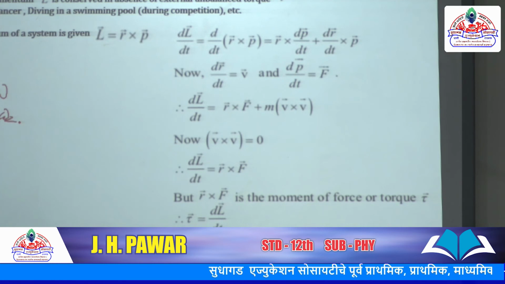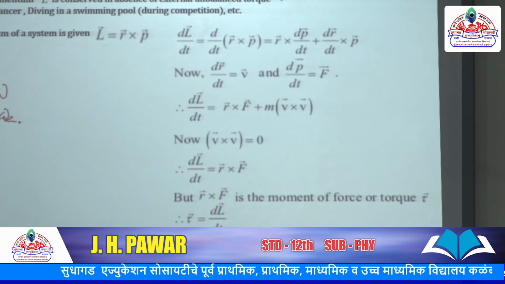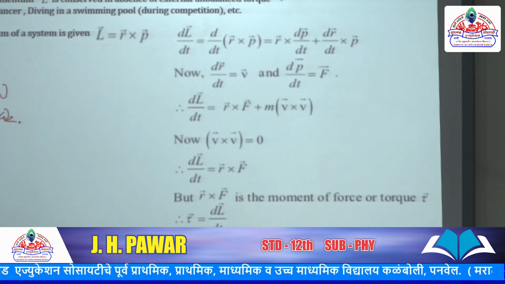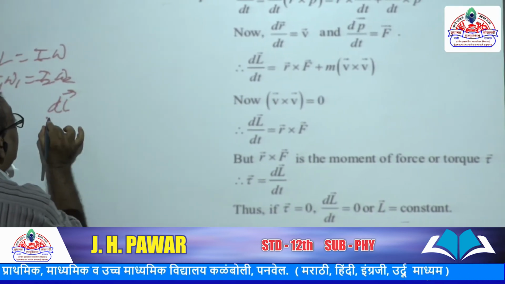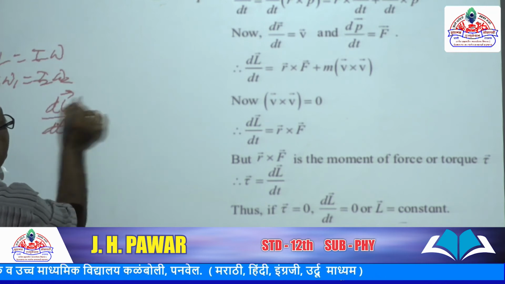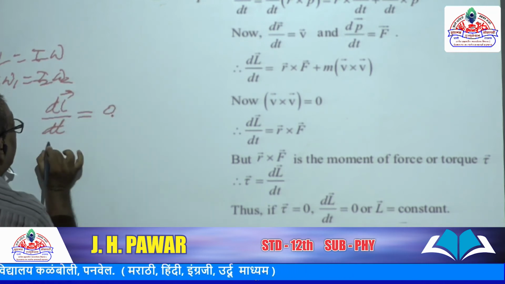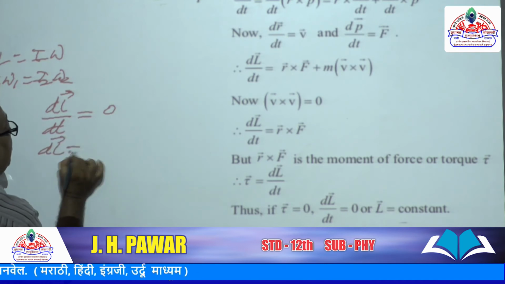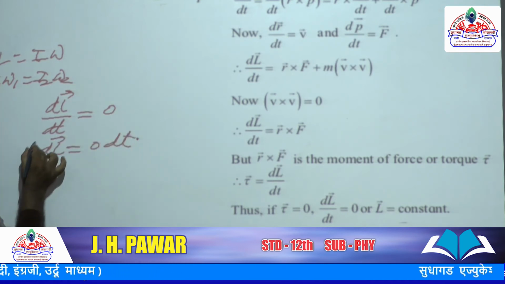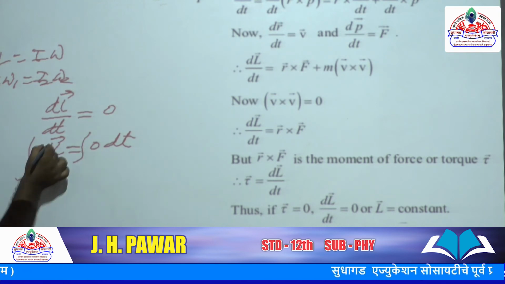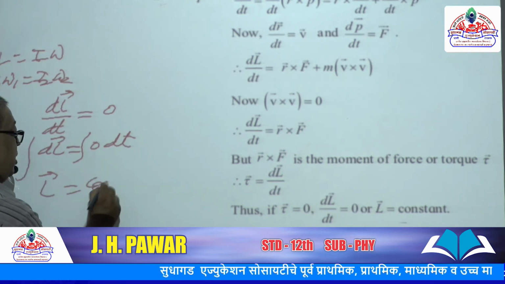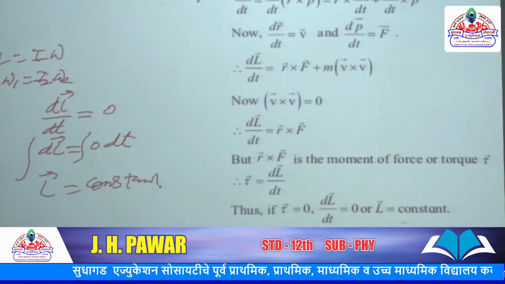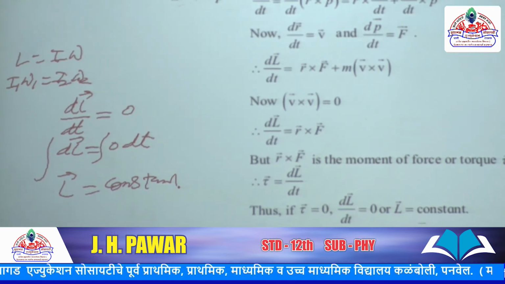But what is our condition? If no unbalanced torque is acting on the rigid rotating body, this torque is 0. Then dL by dt is 0, so vector dL can be taken as 0 into dt. Taking integration of both sides, the integration of dL is a vector and the integration of 0 is a constant. So angular momentum is constant.